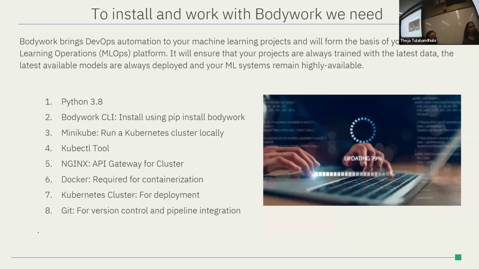Then we also need the Bodywork CLI, command line. Using the pip installation, we can install Bodywork. Then Minikube, which is a Kubernetes cluster, we have to use with Bodywork. Then there is Nginx, which is an API gateway to the cluster, for how we should interact with and configure the cluster. Then we have Docker, which is required for containers, of course Kubernetes, and we have GitHub for version control and pipeline integration.